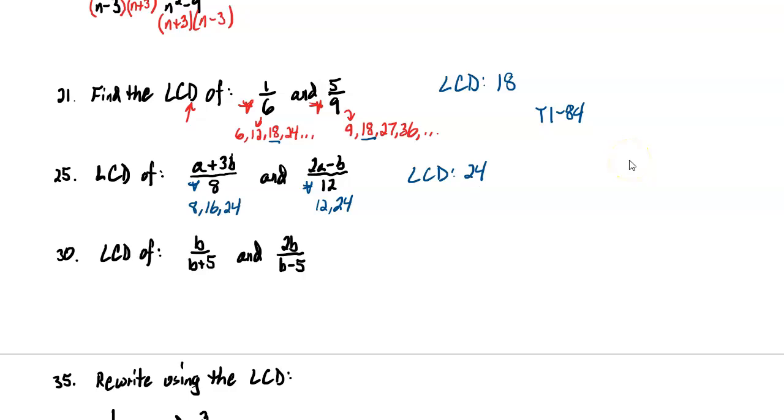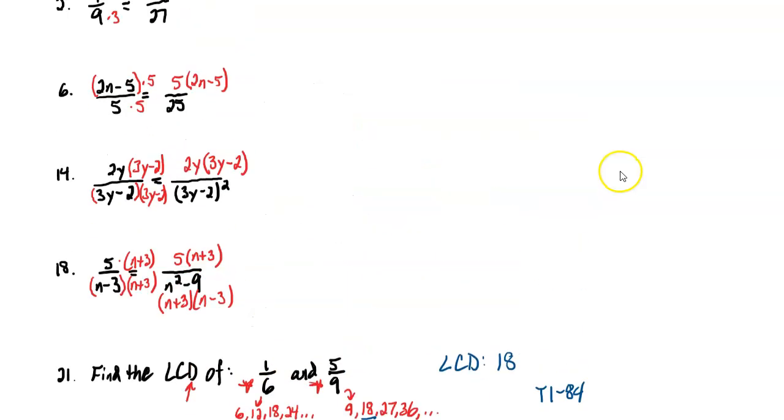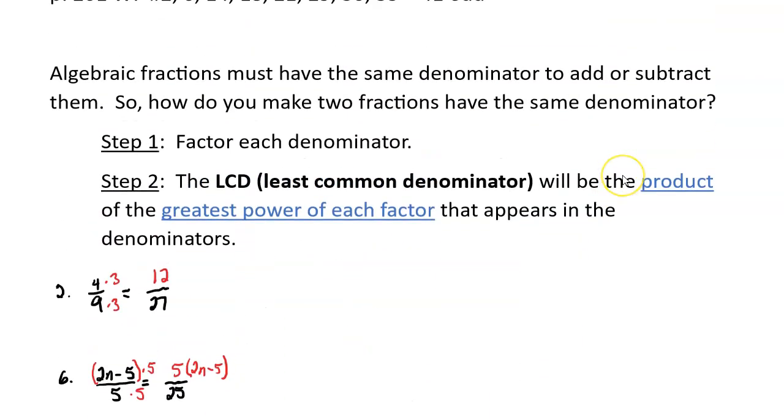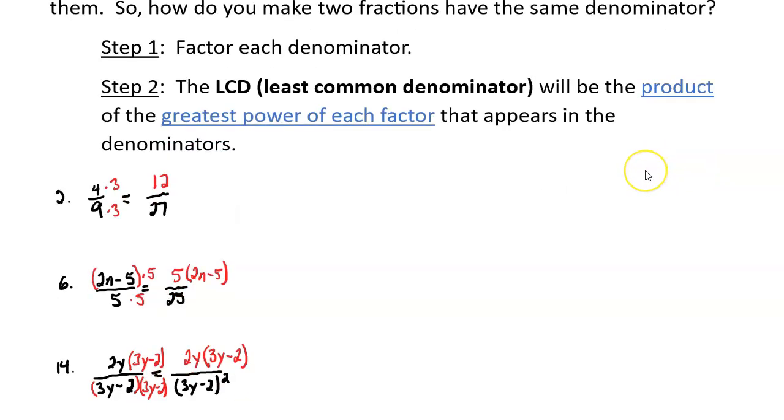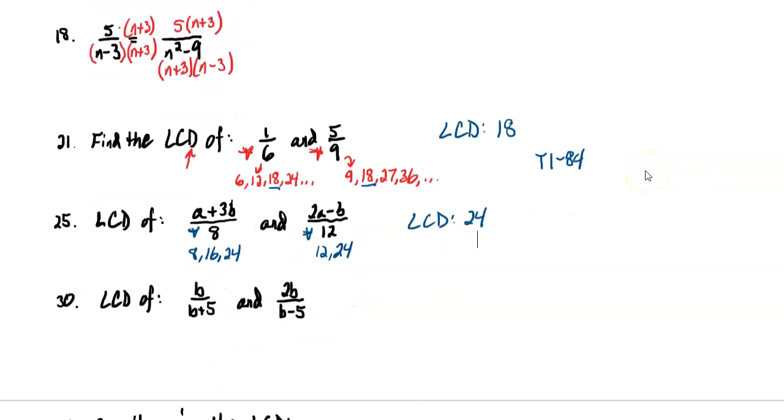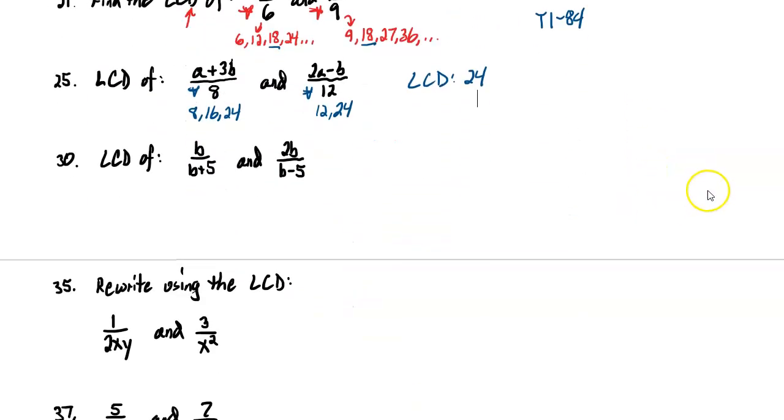Now number 30, what's the LCD of these two fractions? Finally, the step 2 up above comes into play. Let's take a look at that. The LCD is the product of the greatest power of each factor that appears in the denominators. So let's look at what factors appear in the denominators.